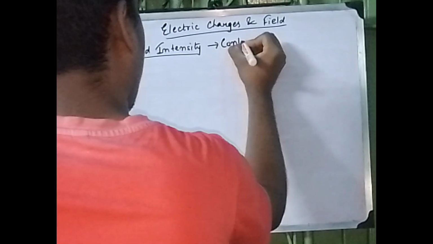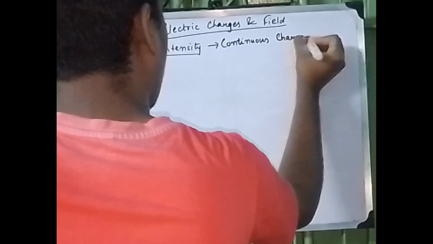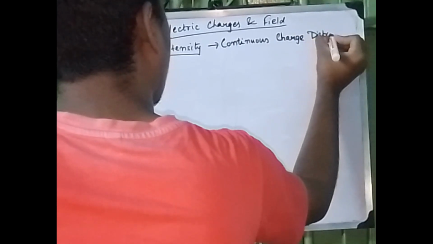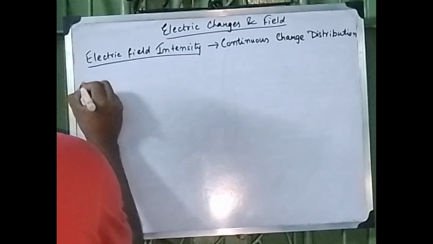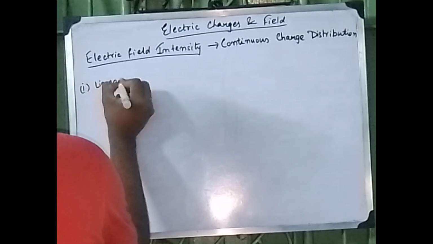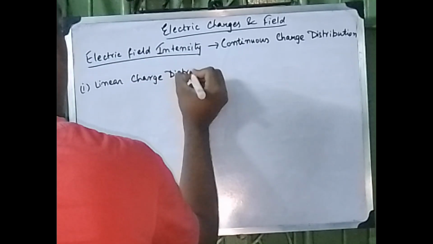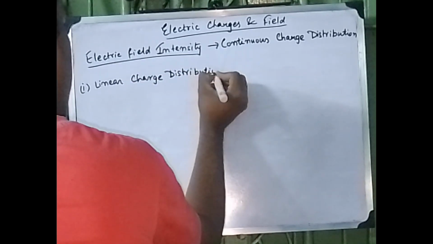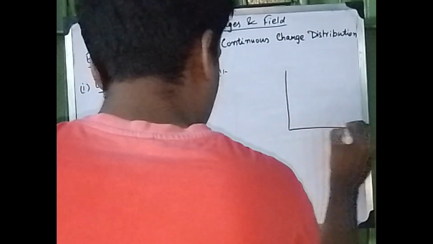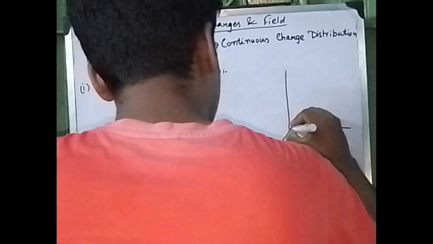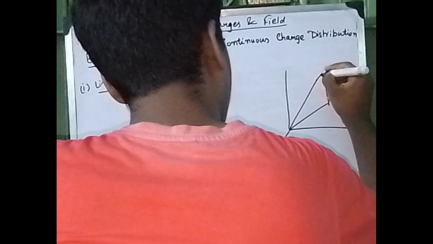Now we will discuss the intensity of an electric field due to a continuous charge distribution. If a charge is not a point charge but is distributed continuously along the length of a wire, or over the surface of a conductor, or throughout the volume of a body, then we can ignore the quantum nature of charges and imagine that the charge is spread in a continuous manner. The first type of charge distribution is linear charge distribution.